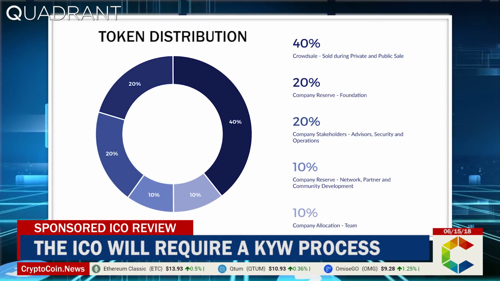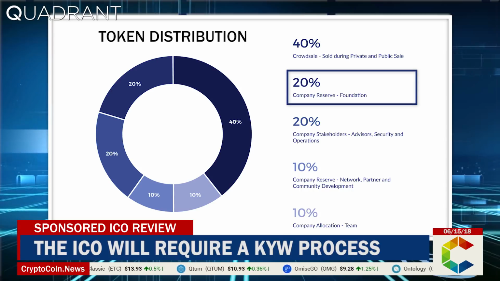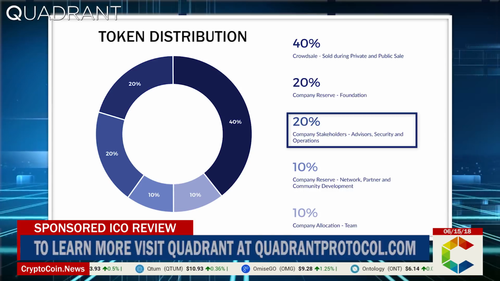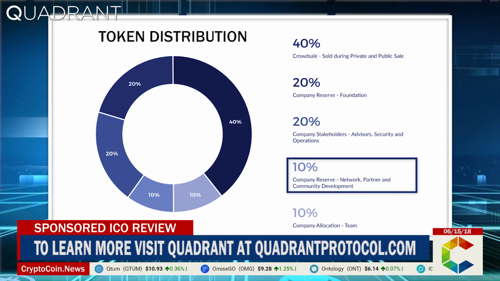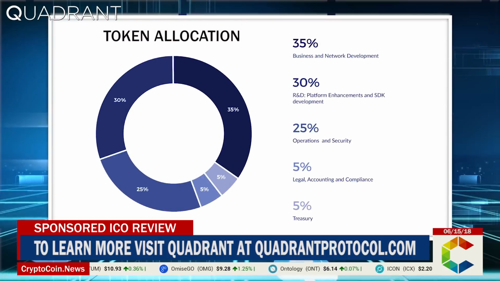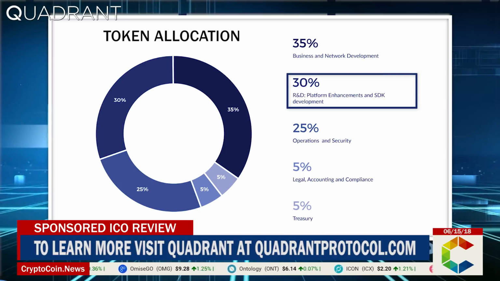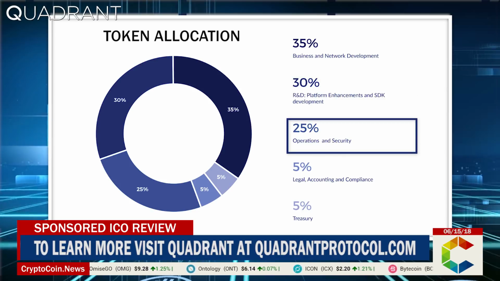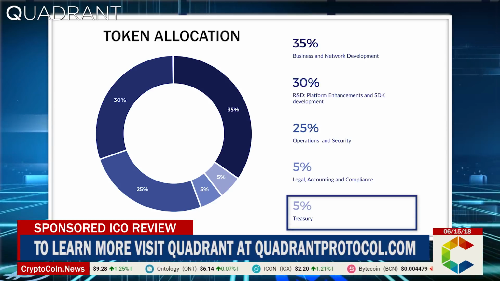As for token distribution, out of the total supply of 1 billion eQuad tokens, 40% will go to the crowd sale and 20% will be held by the company. Then another 20% will be allocated for the stakeholders towards advisory, security and operational purposes, 10% for reserve and 10% for the team. As for the fund allocation, well, that will work as follows: 35% for business and network development, 30% for platform enhancements and SDK development, 25% for operations and security, and then another 5% for legal, accounting and compliance, and finally 5% for Treasury.